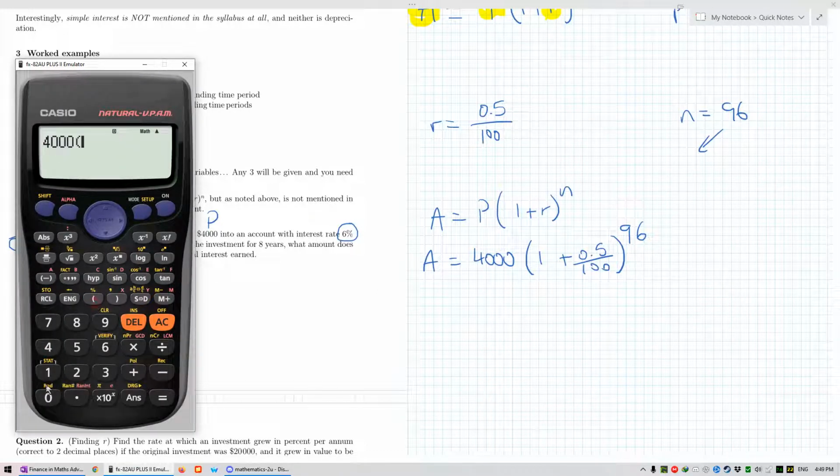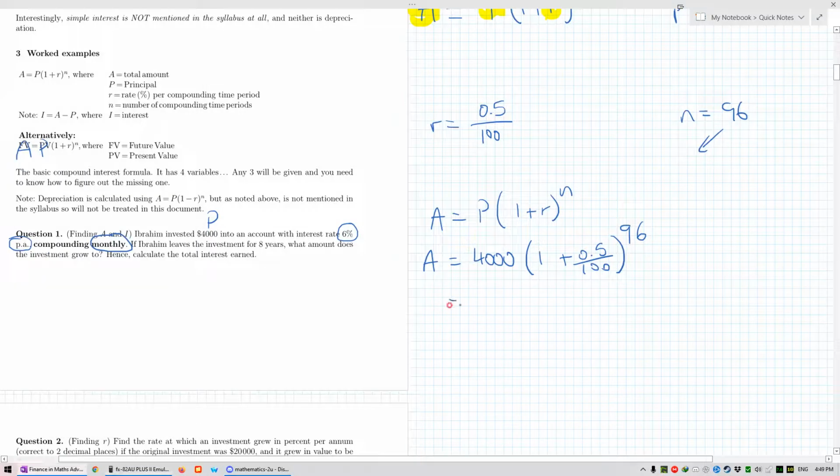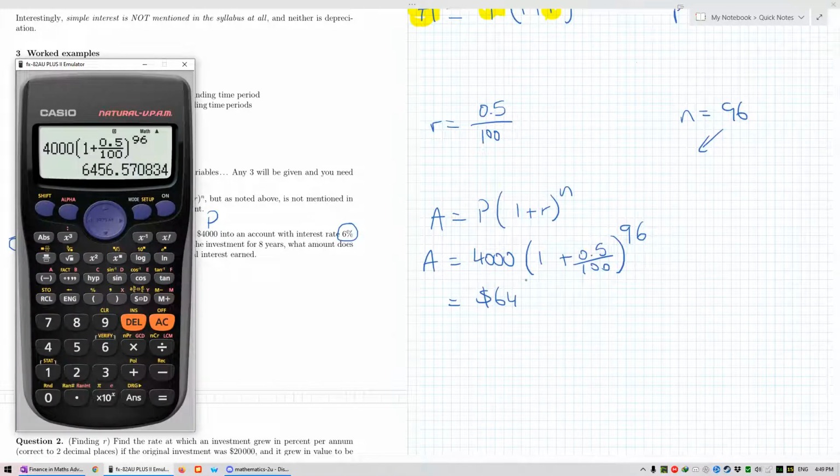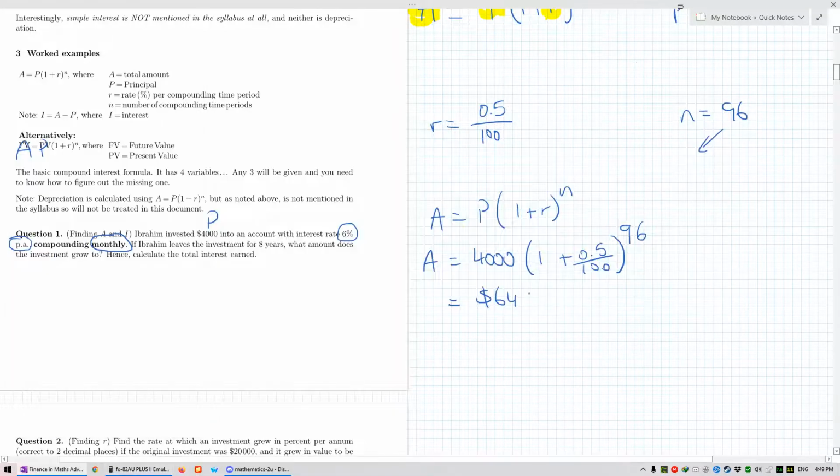4,000, open bracket, 1 plus 0.5 all over 100, close bracket to the power of 96, and 6,456. So 6,456.57, 57 cents, I suppose.